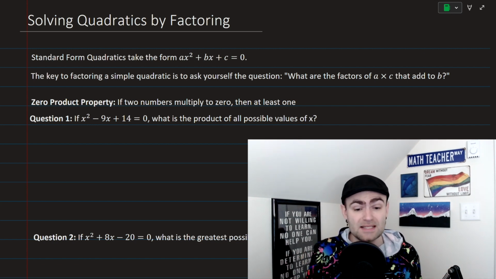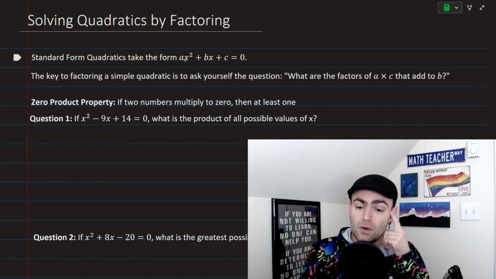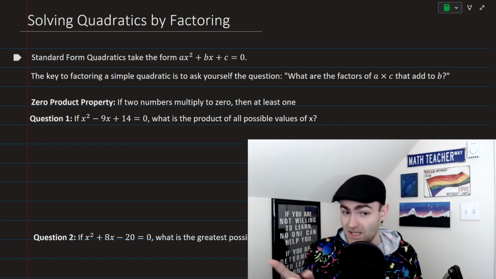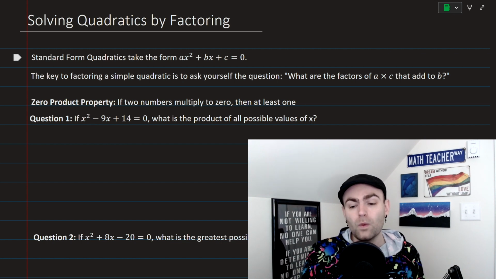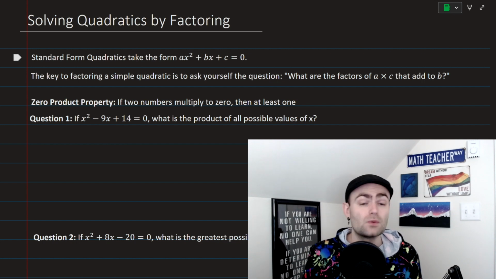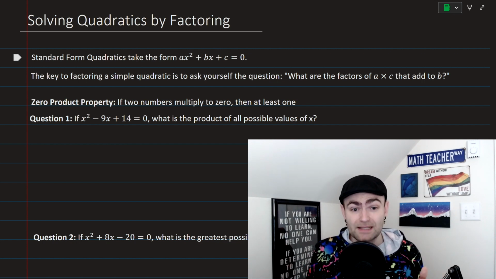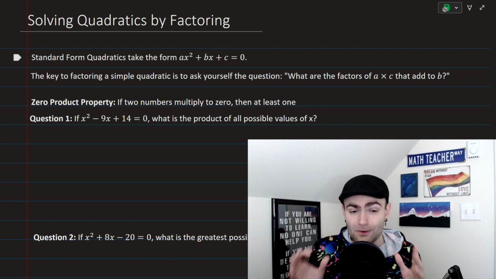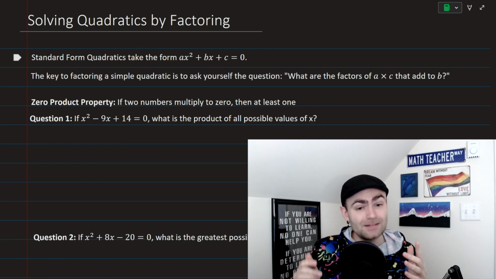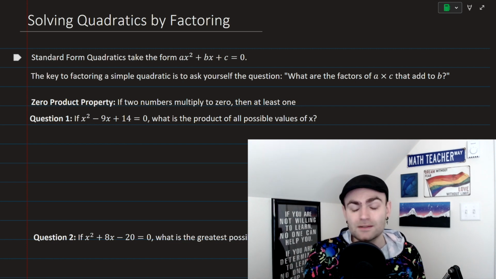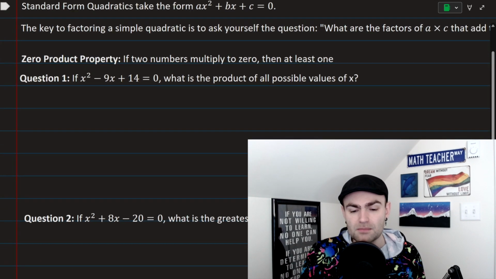plus bx plus c, and what you need to keep in mind is you're asking yourself the question in your mind, what is the a times the c? Easy question. Then, what factors of that number add to the middle? So sometimes you have to make some sort of systematic list in order to figure out what are the key things that you need, but that also means that if the a is 1, life becomes a little bit easier. So let's talk about some of those easy problems to start.